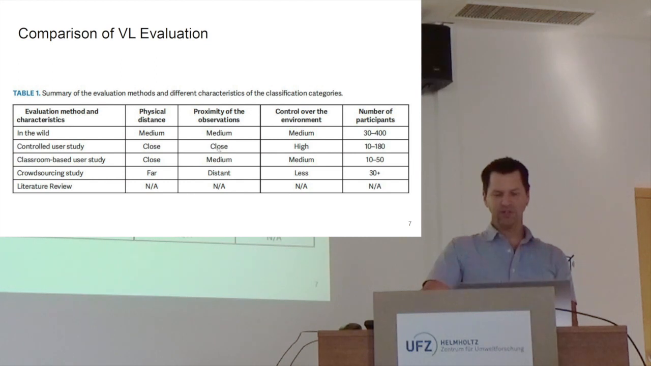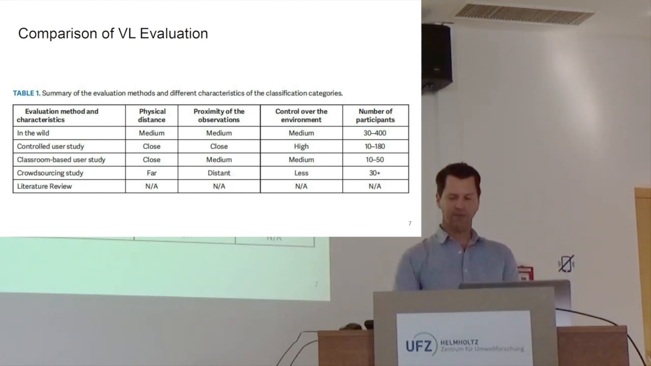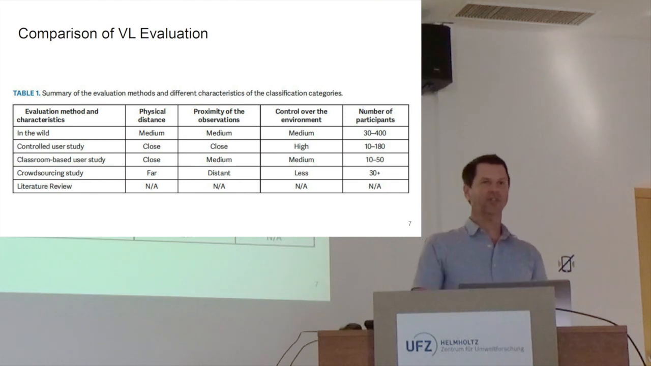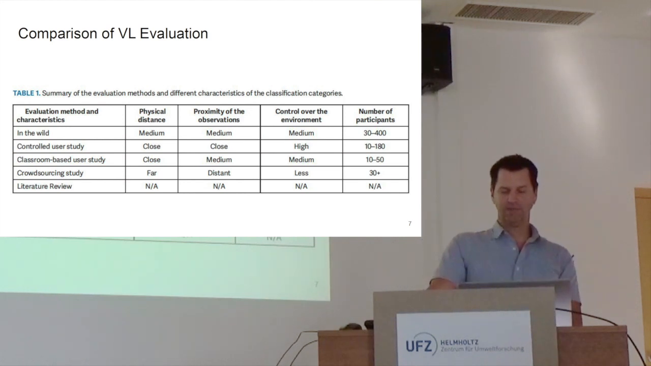So we can make the closest observations in a controlled user study. This is one of the advantages of the controlled user study, that we can make the closest observations. In the wild and classroom are comparable to one another, whereas in a crowdsourced study, it could be impossible to make observations about participants because we can't necessarily see them.